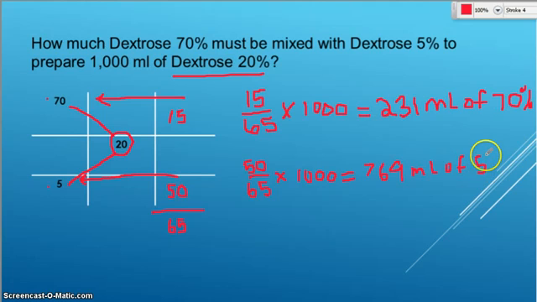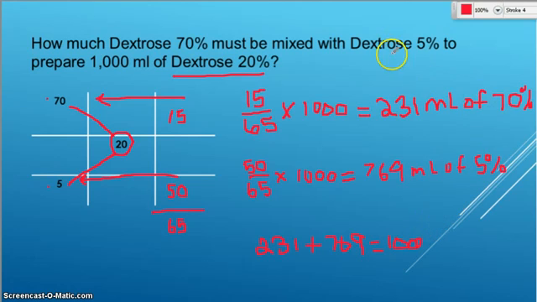Now, one thing that you can do when you complete your alligation problem to check to make sure that you got the correct answer is you can add these two quantities together. So if I add 231 to 769, I should get 1,000 if I did this correctly. So go ahead and stick that in your calculator and you'll see that yes, indeed, we do get 1,000. That's how I know that I set this up in the correct manner.